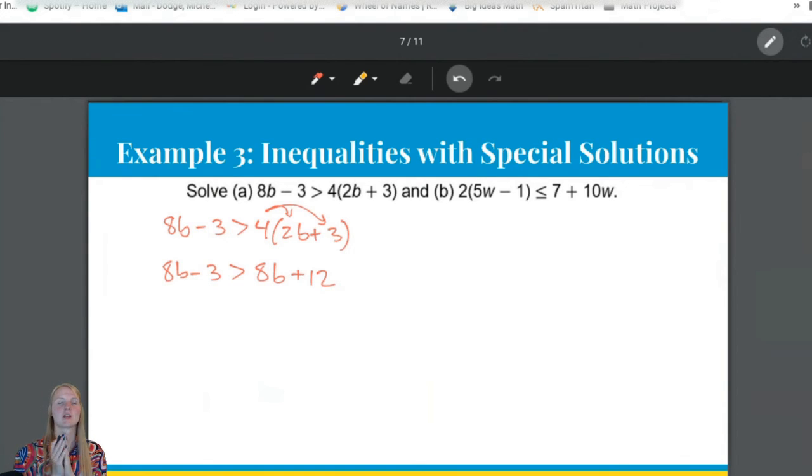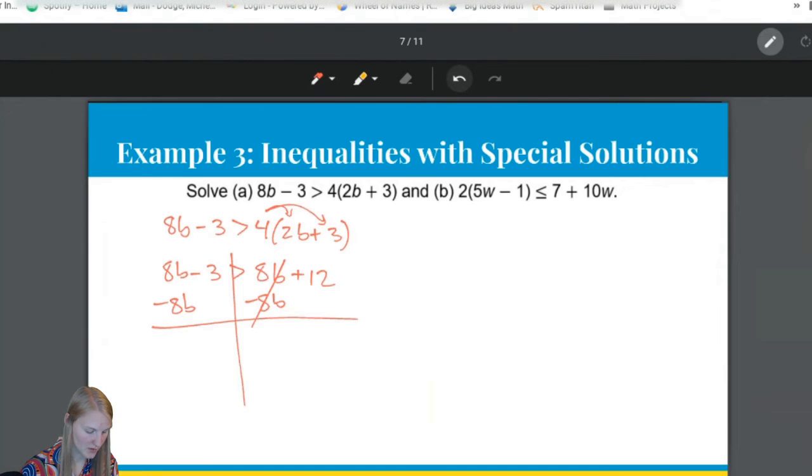Wonderful. Okay, so now we have something that looks like our last example. Remember, I need to get my b's on one side and my numbers on the other side. So I want my b's over here. So I'll subtract 8b from this side and this side to move it over here.